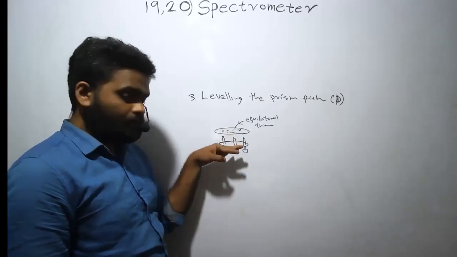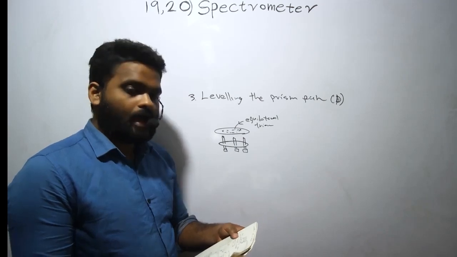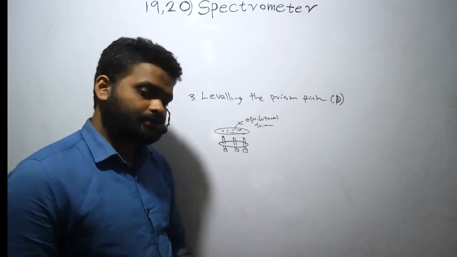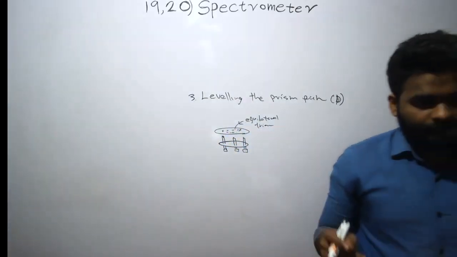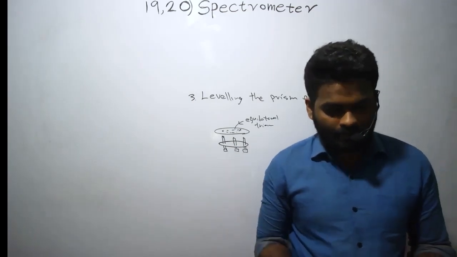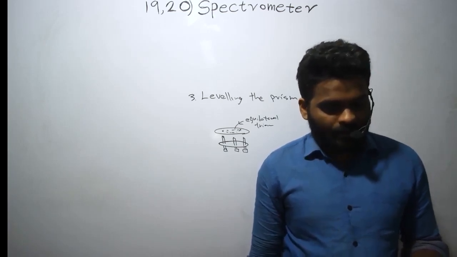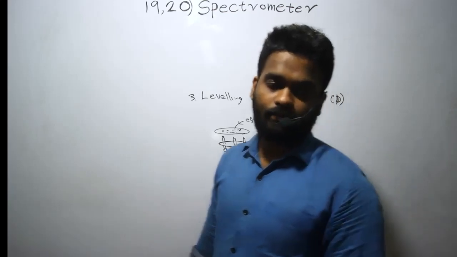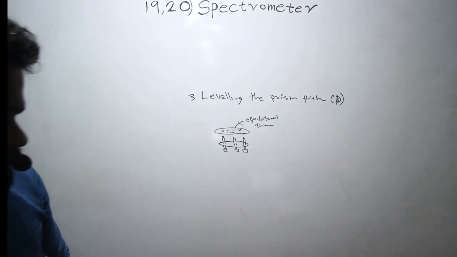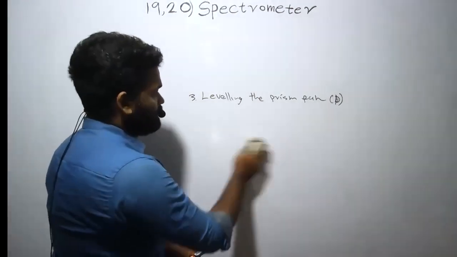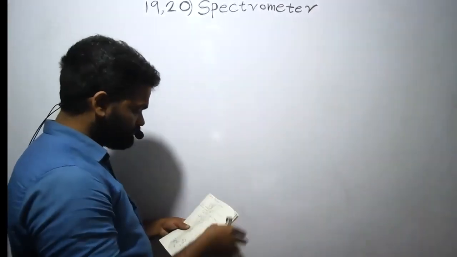Okay. Below this, after leveling the prism table, after leveling, the prism table and rotational plane of telescope should be parallel. Okay.